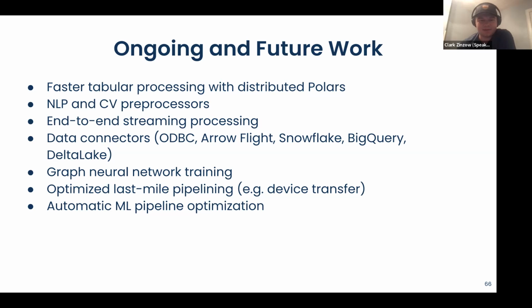We're looking at optimizing this last mile pipelining, like transferring from CPU to GPU. And then finally, we're looking at a lot of automatic ML pipeline optimizations. That's automatic tuning of parallelism, of repartitioning, automatic tuning of the batch size for GPU inference and for GPU training. We're trying to basically turn it from its current imperative datasets processing to a very declarative API, basically through Ray Air. So that's one thing I'm particularly excited about.